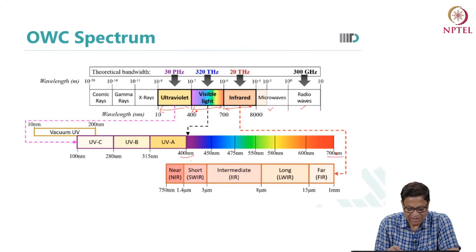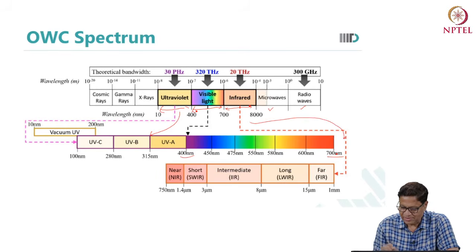And if you see the ultraviolet, there are different categories here: ultraviolet A, ultraviolet B, and ultraviolet C. And similarly for IR, infrared, you have different categories here. So optical wireless communication actually exploits the visible light spectrum, the IR spectrum, and for certain applications, ultraviolet. And as you see here, the theoretical bandwidth is huge. Visible light offers about 320 terahertz, infrared theoretically can offer 20 terahertz, and ultraviolet 30 petahertz.